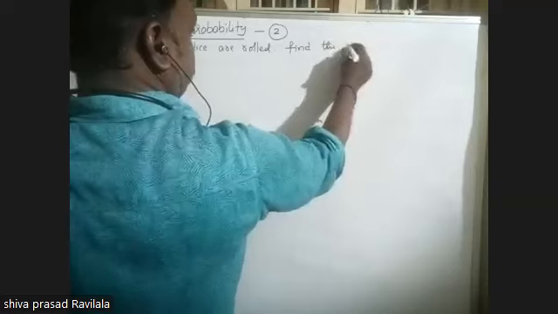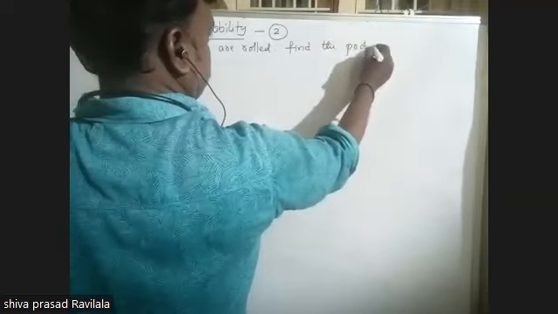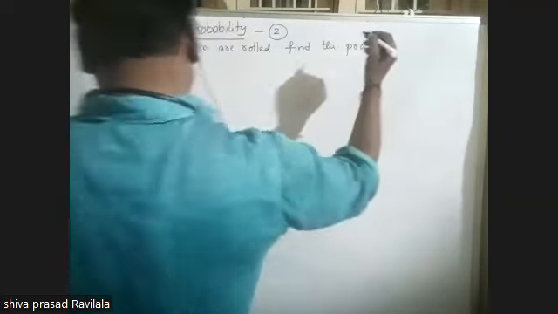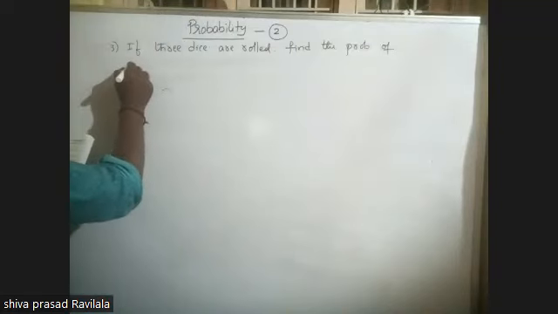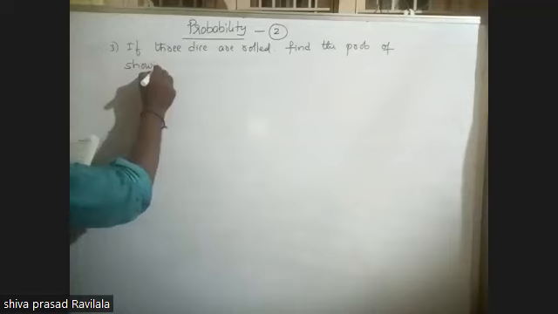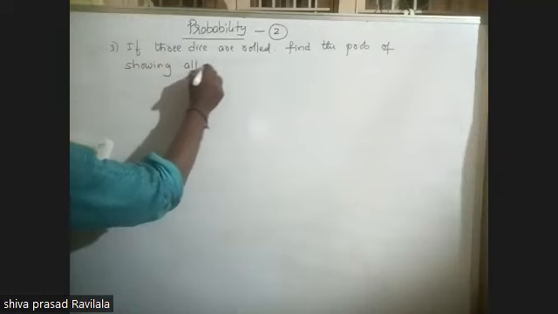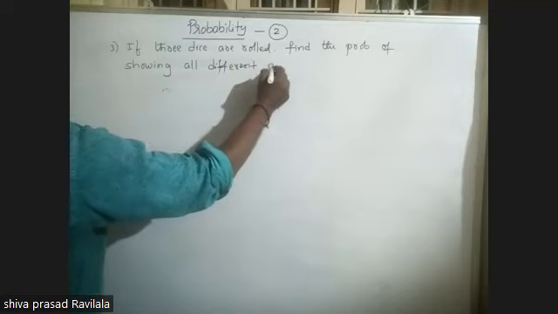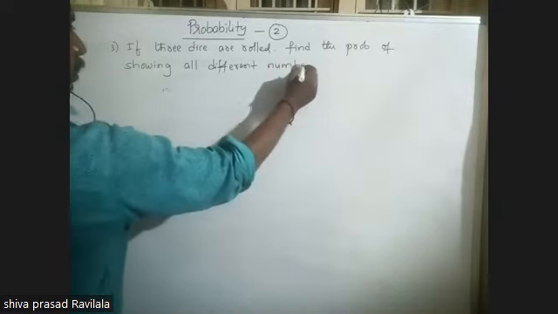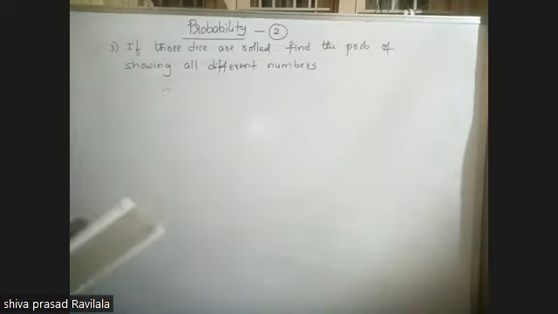Find the probability of showing all different numbers. When 3 dice are rolled, find the probability of showing all different numbers.